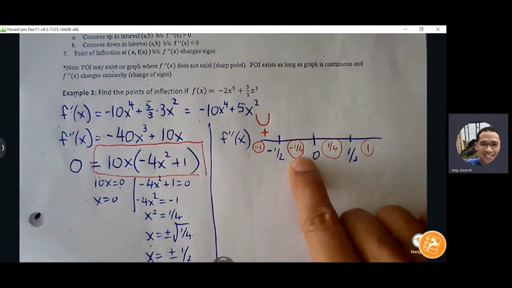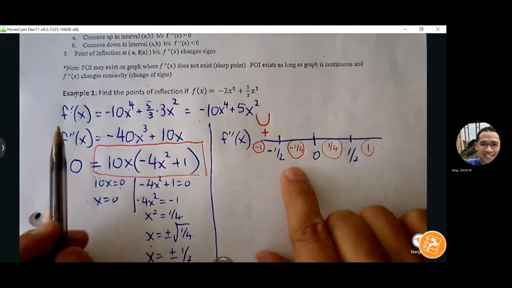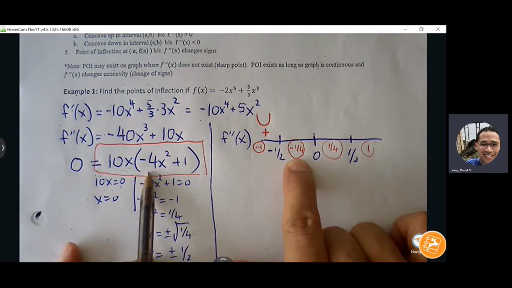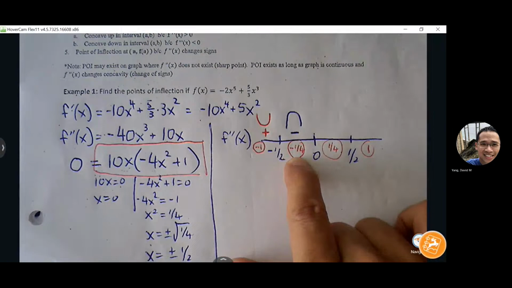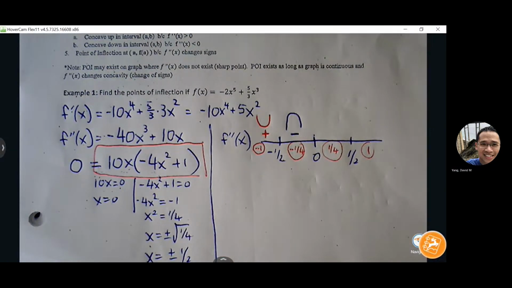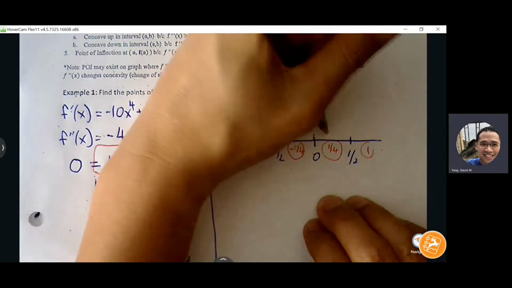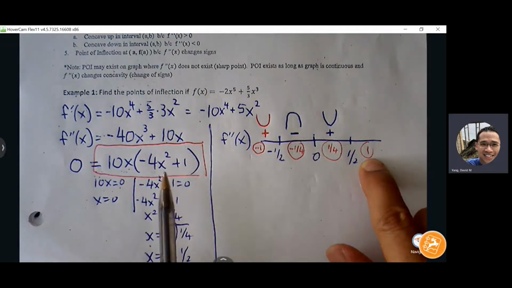Okay, negative 1/4. Back into the second derivative, I get negative times a positive, which will be negative, so negative, concave down. Okay, next up, plug in 1/4. I'll get a positive times a positive, which will be positive. If I plug in 1 here, I'll get a positive times negative, which is negative.